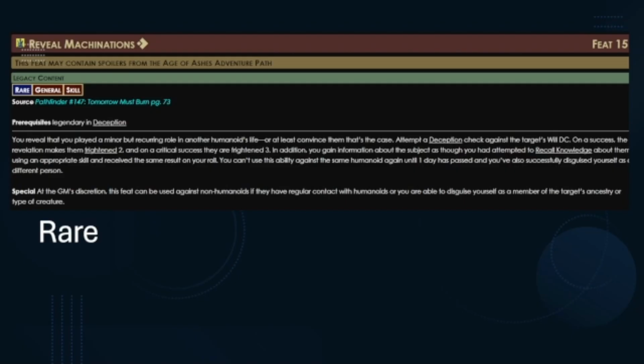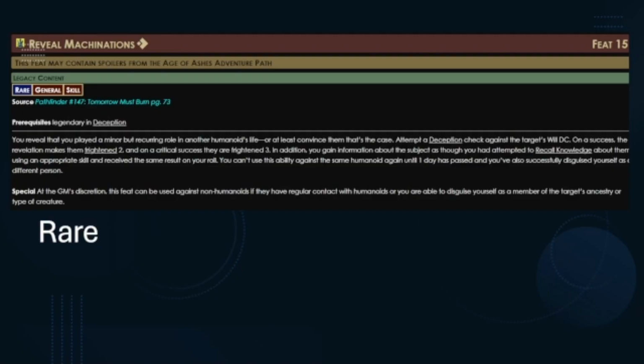Additionally, you gain information about the subject, as if you had attempted to Recall Knowledge against them. Basically, the assumption there is that the target will be sharing some secrets with you that they maybe shouldn't have. Lastly, the effect does not work against the same humanoid again until a full day has passed, and you've disguised yourself as a different person. Basically, to have it work, you have to look like someone who could have been in their life, but which they don't necessarily recognize.